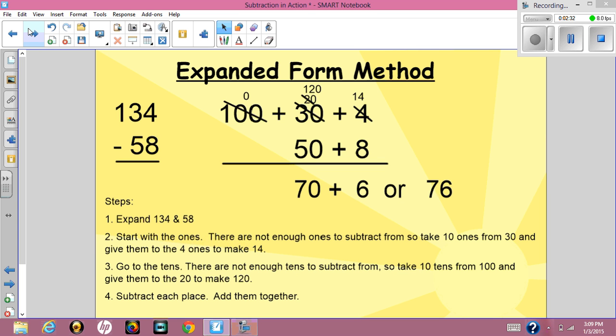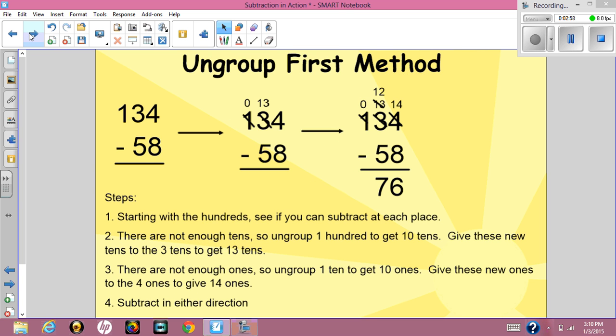Now we have no hundreds, so we're going to subtract each place value. So 120 subtract 50 is 70, and 14 subtract 8 is 6. Now then we just add it together, we put it together. 70 plus 6 is 76. Now let's look at a different method.